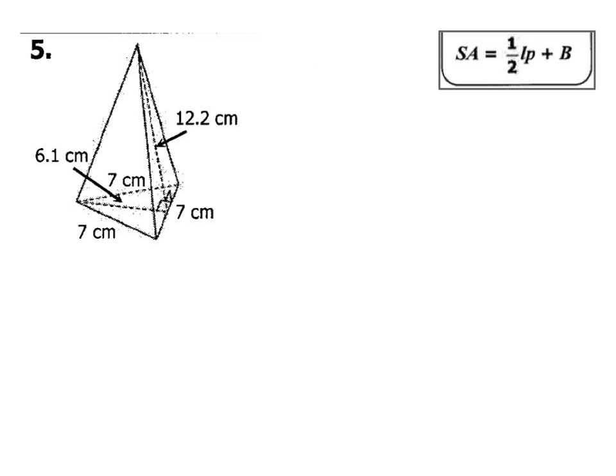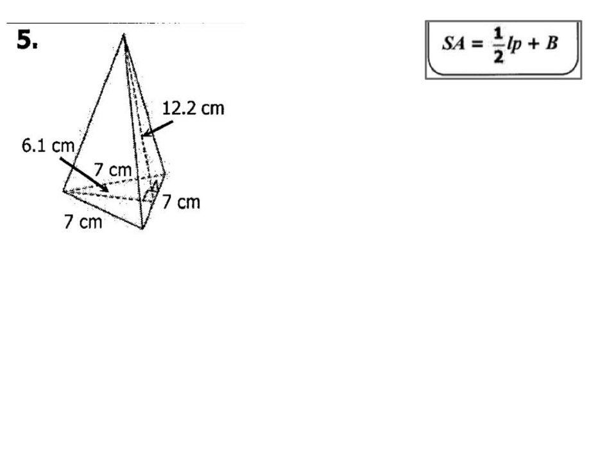All right, so number 5. Number 5 is a little different. The last two problems were square pyramids, right? This problem is a triangular pyramid. So our base is this triangle right here. All right, we are given our slant height. So 12.2 is our slant height. And then we need to find the perimeter and the area of our base.